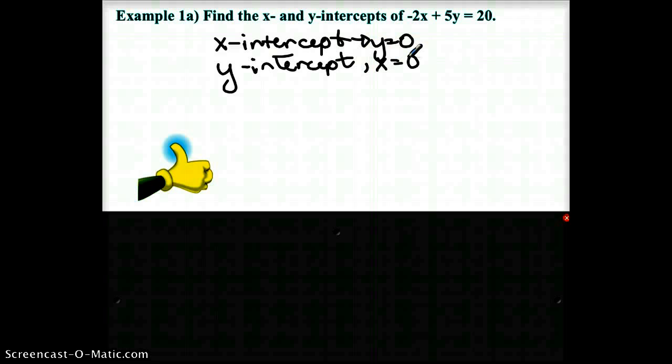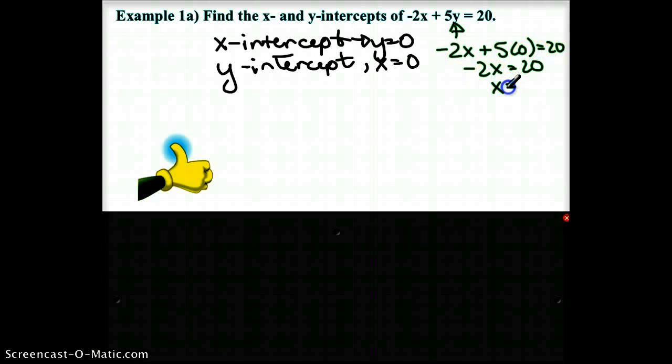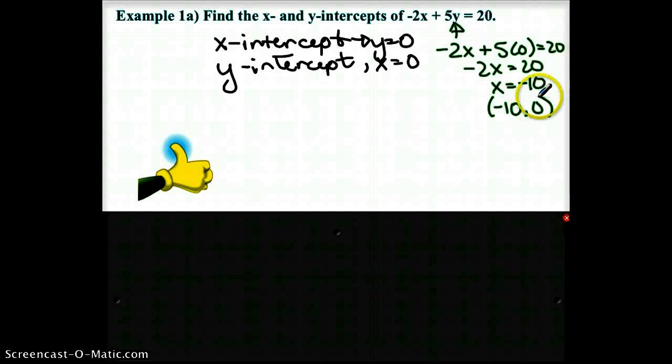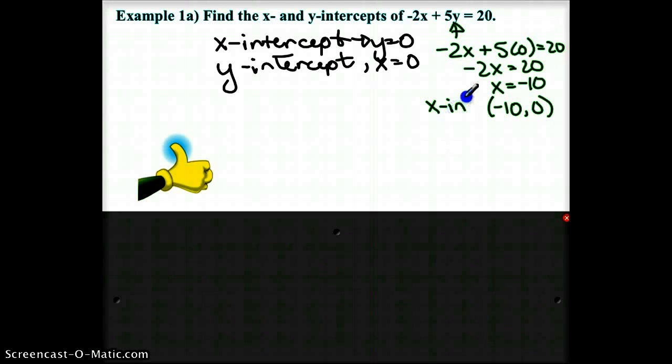One way is to look at your x-intercept and plug in 0 for y. So we have negative 2x plus 5 times 0 equals 20. That's negative 2x equals 20, which means x has to equal negative 10. We already said y equals 0, so when y is 0, x is negative 10. So negative 10, 0 is my x-intercept.